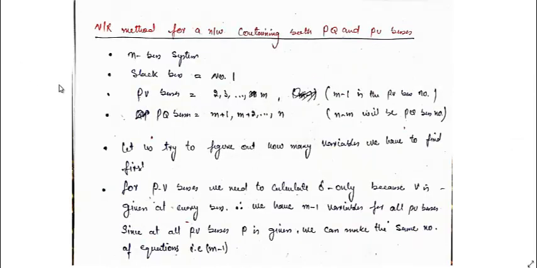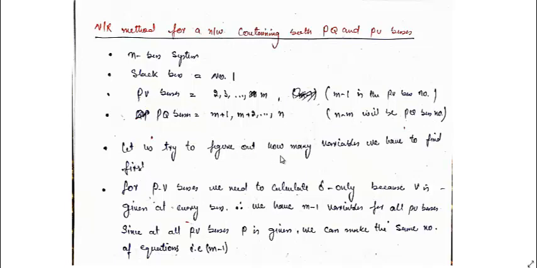Now the Newton-Raphson method that we have to calculate will be done for the system which has PQ buses as well as PV buses. So in that case, let us again assume that we have an N bus system. Bus number 1 is the slack bus. PV buses will be numbered from 2 to M. That means the total number of PV buses will be M minus 1. PQ buses will be from M plus 1 to N, that is M plus 1, M plus 2, up to N. So the total number of PQ buses will be N minus M.